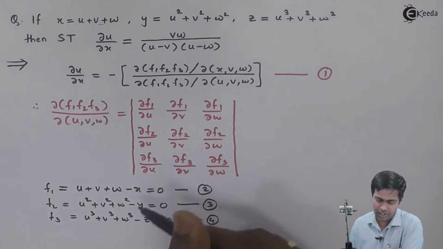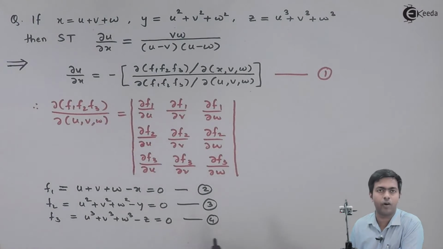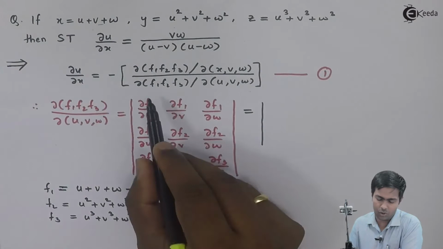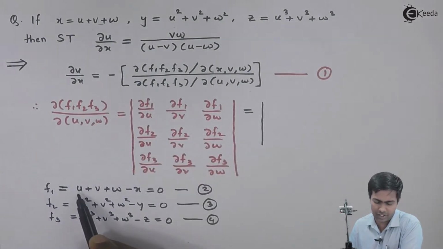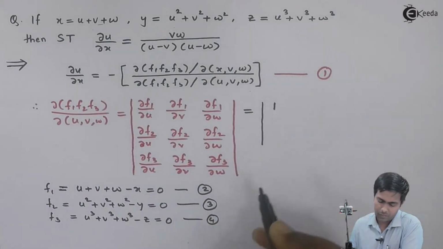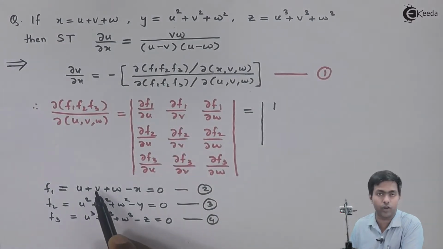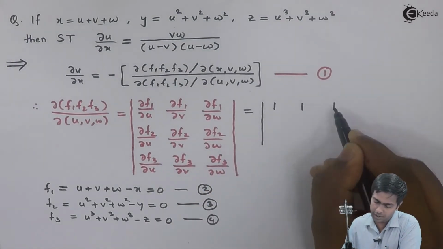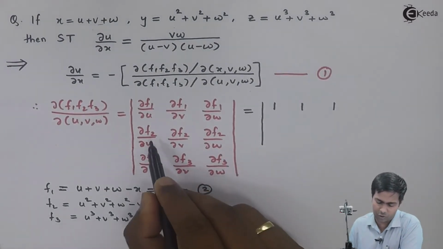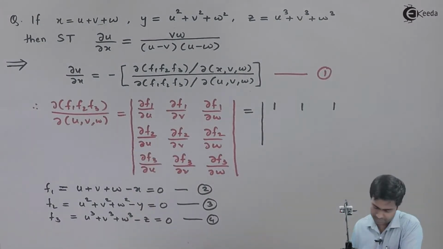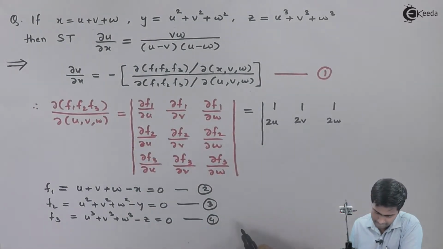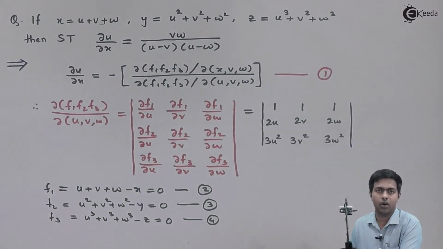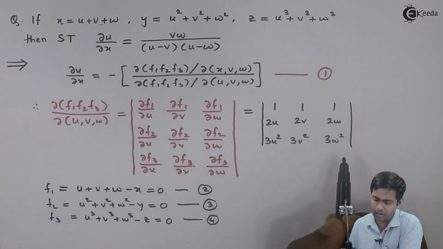Now I'll partially differentiate them to get the value of the first Jacobian. So we get ∂f1/∂u: partially differentiating with respect to u, I'll get 1. After partially differentiating with respect to v, we will get 1, and with w again 1. Similarly, by differentiating f2 with respect to u, we'll get the next row. Now let's solve this determinant to get the value.